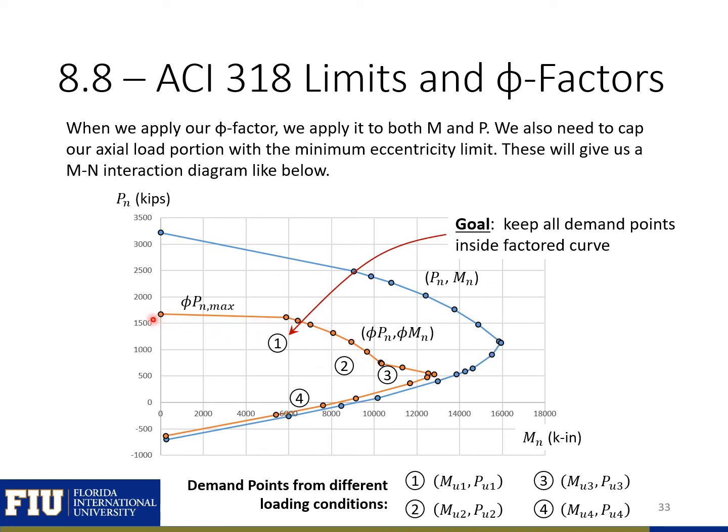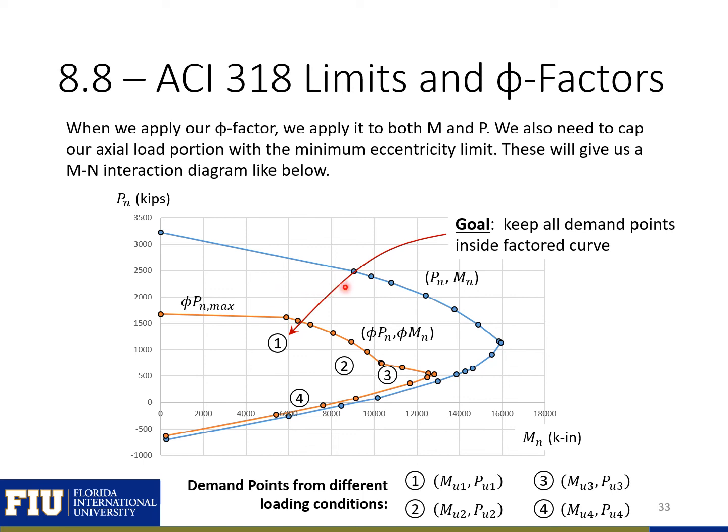So you can see our cap here will give us a horizontal line equal to the pure axial strength, including our phi factor and, in this case, the 20% reduction for the rectangular tie section. And this is for our minimum eccentricity limit.